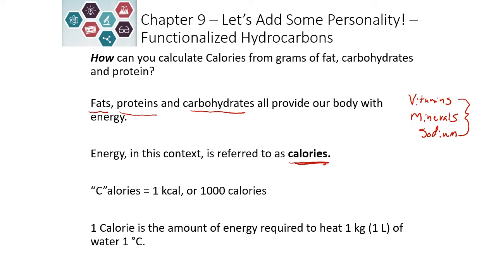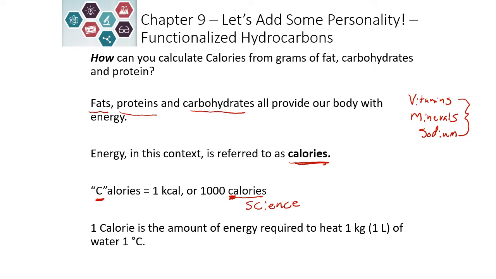And calories is a way that we measure the amount of energy that is provided to us. Now, the calories that are labeled on a food ingredient label are actually capital C calories. This is 1 kilocalorie or 1,000 lowercase c calories. So these are what we use in science to measure energy. If it's a lowercase c, if it's a capital C, that is the calorie from food.